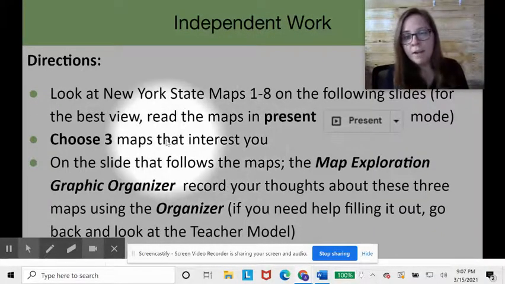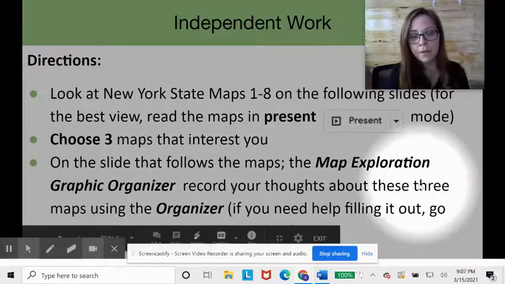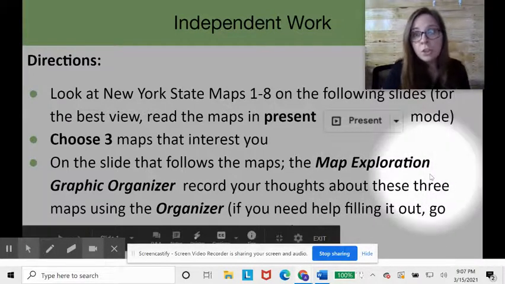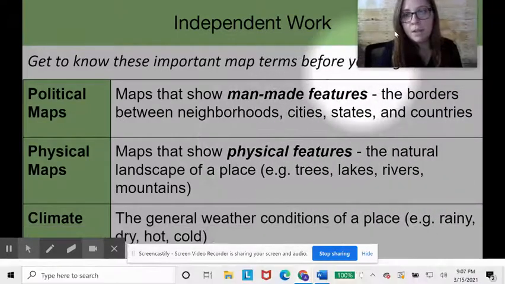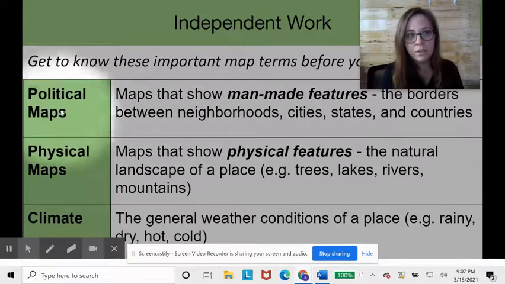On the next slide that follows the maps, the Map Exploration Graphic Organizer records your thoughts about the 3 maps using the organizer. If you need help filling it out, go back and look at your teacher model. So let's get started. We have some very important terms that we have to remember before we get started.